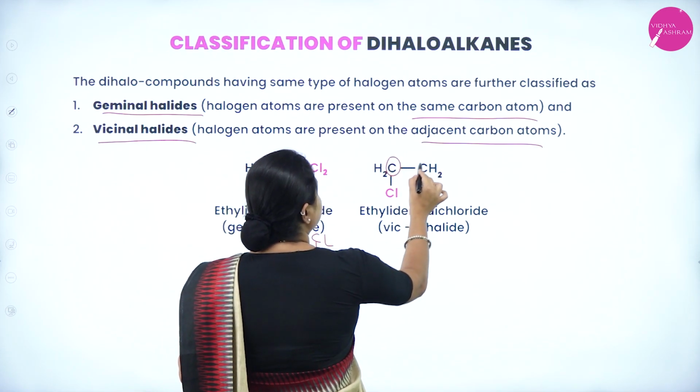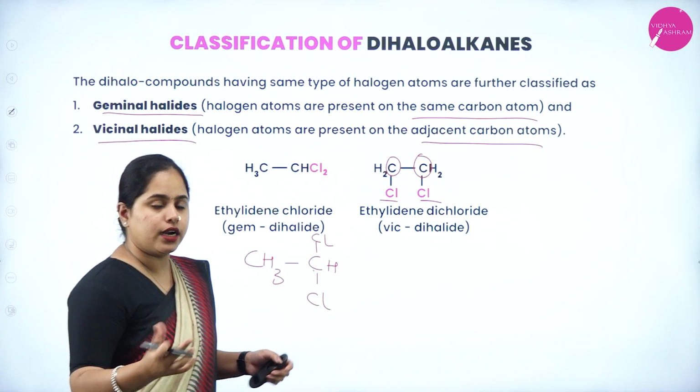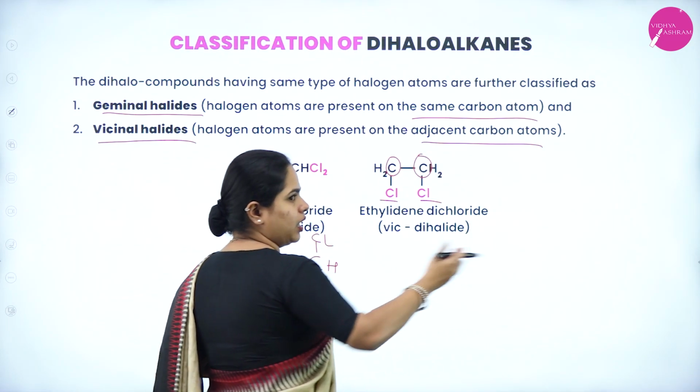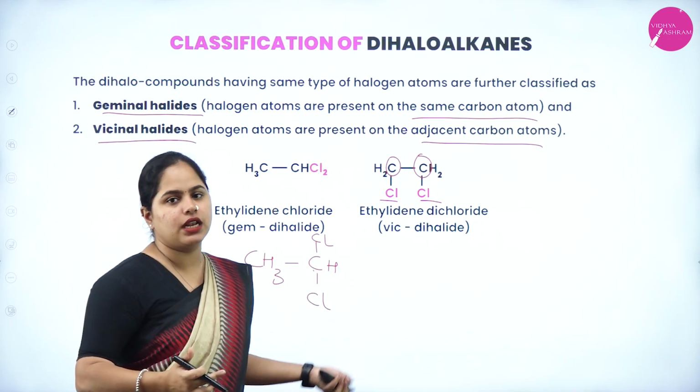This is one carbon atom. This is another carbon atom. So both the halogens are attached to the adjacent carbon atoms. Okay. It should come on the next carbon atom itself. So it should be adjacent. Then it becomes a vicinal dihalide.